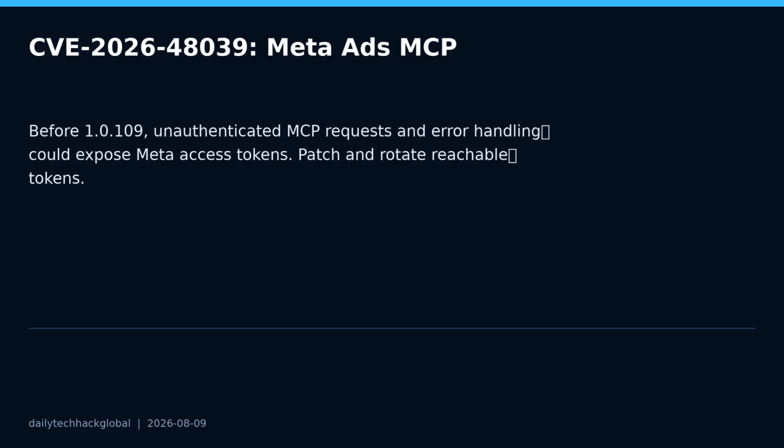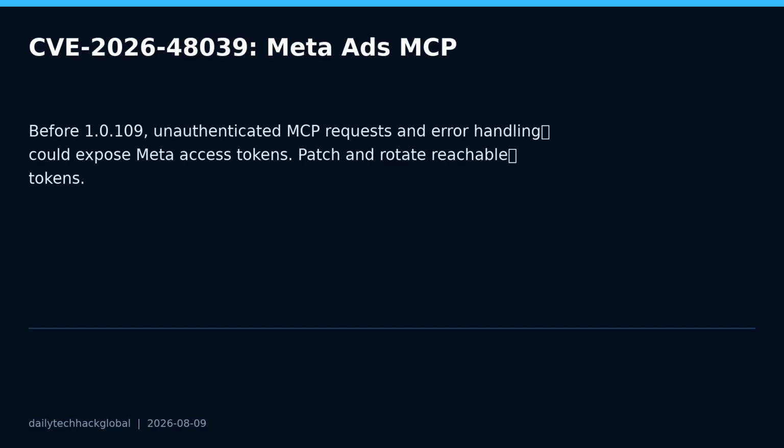If the server was internet reachable, rotate Meta access tokens, require authentication both at the edge and inside the MCP handler, and remove tokens from URLs, logs, and error responses. Several newer MCP entries are lower scored because they require local access, but they still matter for agent workstations and automation hosts.